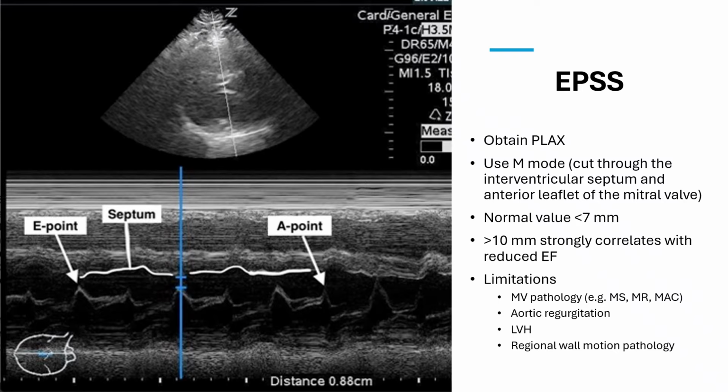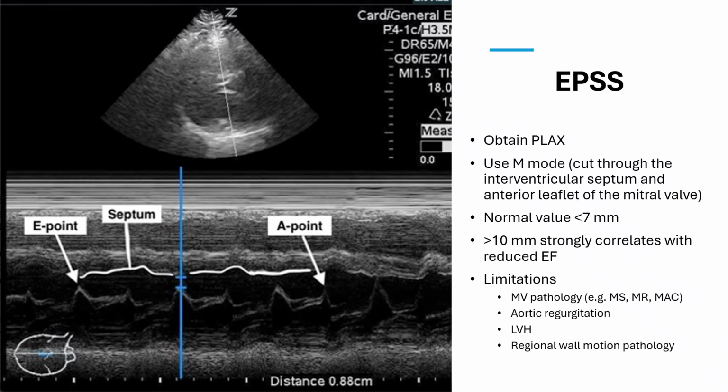So, E point directs towards the E wave, which is early diastolic filling, and it's marked for you here. What you need to do is measure the distance from the interventricular septum to the E point. A normal value is less than 7 millimeters. A value more than 10 millimeters is strongly suggestive of reduced ejection fraction.